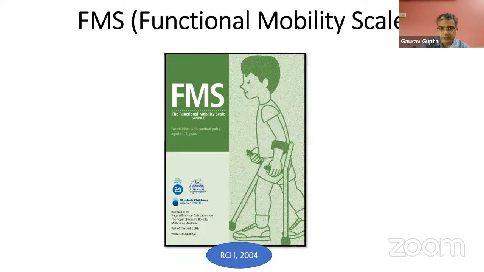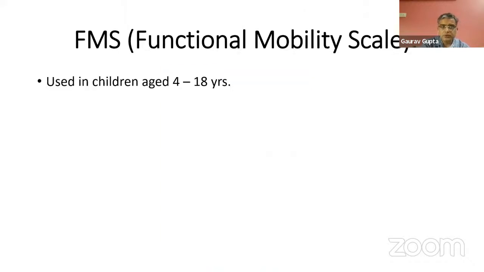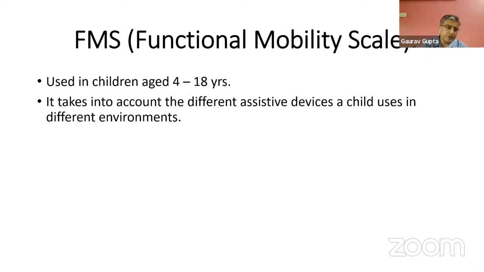So now we discuss the Functional Mobility Scale. This was introduced in 2004 by Royal Children's Hospital, and this is used in children between 4 to 18 years. It mainly takes into account the different assistive devices a child uses in different environments. So here we are basically zooming in, and we are further subclassifying GMFCS 3. What kind of aid is the child using, depending upon how much control and balance he has.